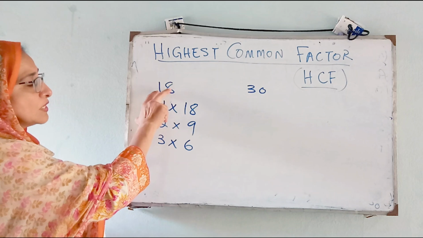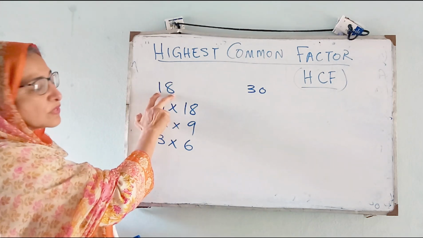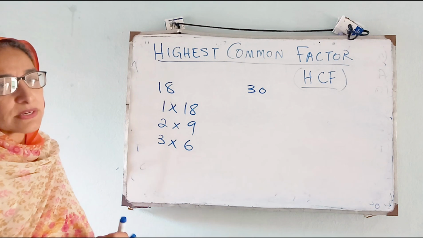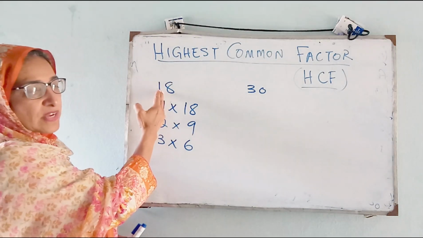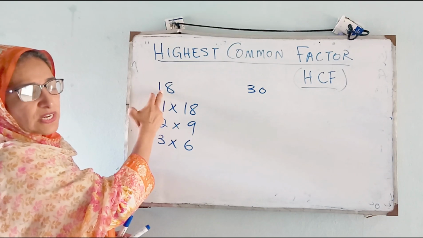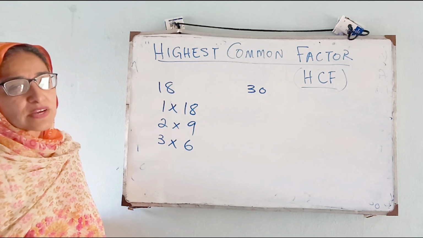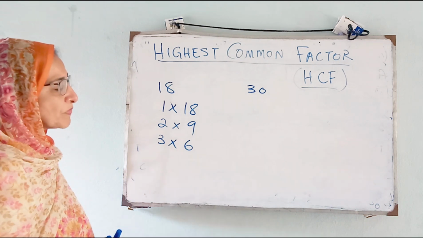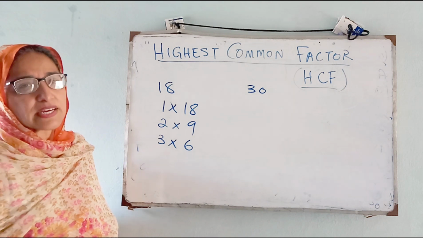Now 4, with 4 we cannot completely divide 18. When we divide 18 by 4, we get a remainder. 5, we cannot divide it by 5 also, because 5 3s are 15 and 5 4s are 20. When we divide 18 by 5, we get a remainder. What about 6? Yes, 6 3s are 18.